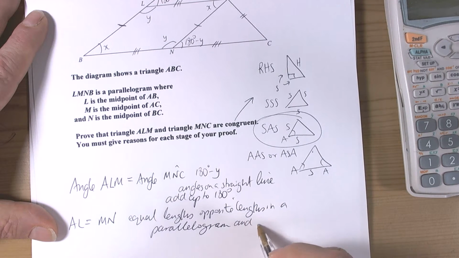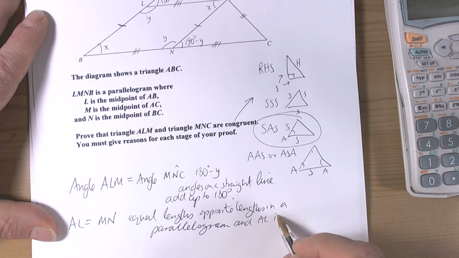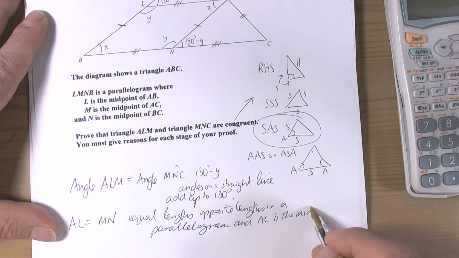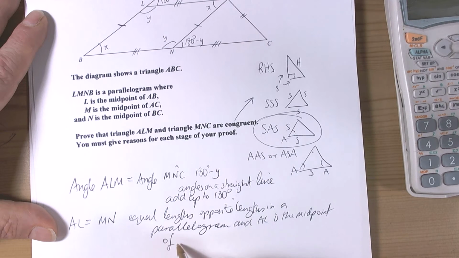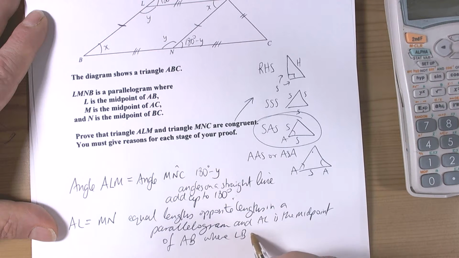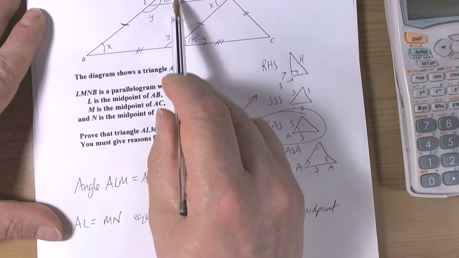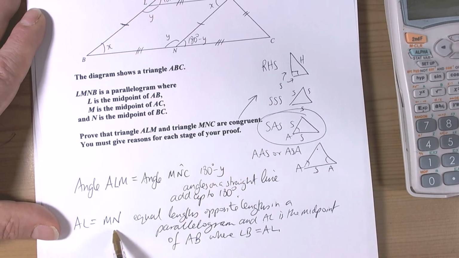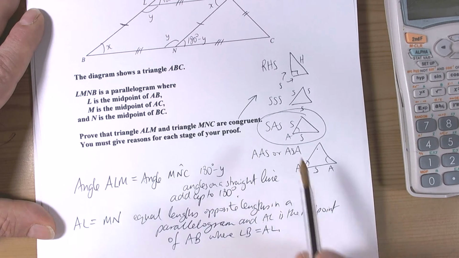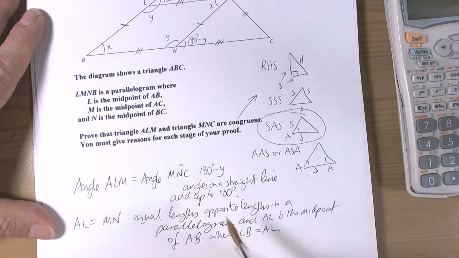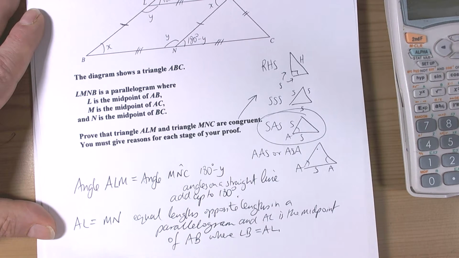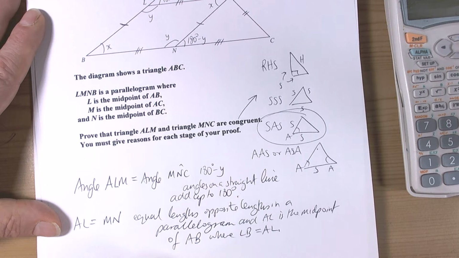and AL is the midpoint of AB, where LB equals AL. So we're justifying why we chose that length and that length to be the same. So we've got the angle, we've got a side, we need the other side. So basically we're going to say that LM equals NC, and basically it's the same idea as before, really.